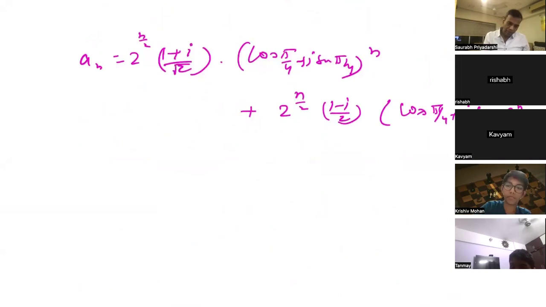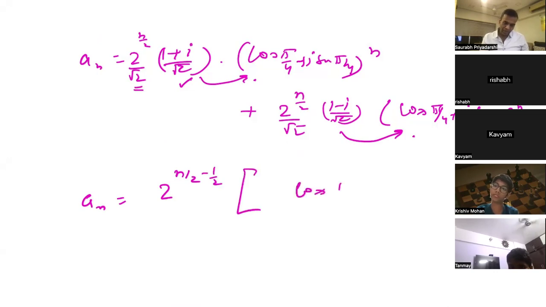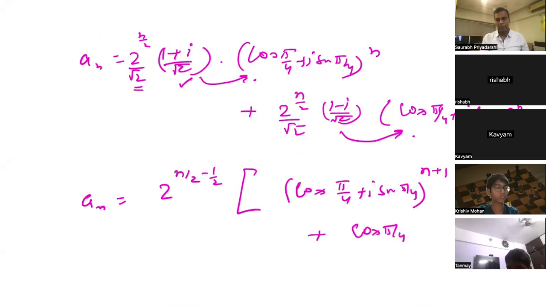Now, if I multiply with root 2 and divide by root 2, again this is cos pi by 4 plus i sin pi by 4. This is the same, and these two are the same. So I can write a_n equals 2 to the power n by 2 minus half for this, and this is (cos pi by 4 plus i sin pi by 4) to the power n plus 1, plus (cos pi by 4 minus i sin pi by 4) to the power n plus 1. Is this okay till this term?